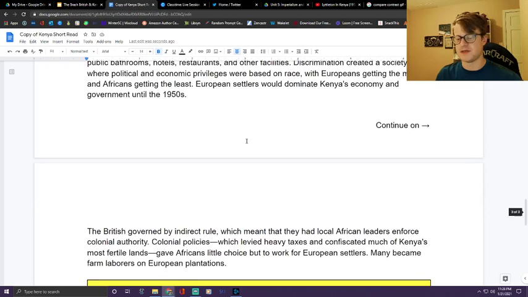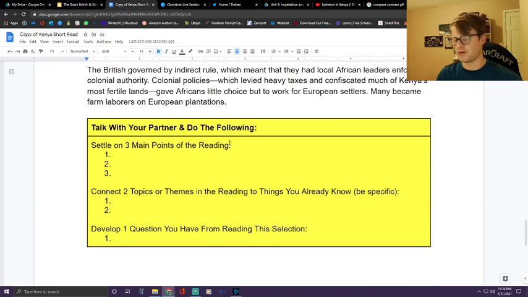So if you see here, and we keep going down here, settle on three main points of the reading. Your answers could have varied all over the place here. The things that I picked up here is number one, indirect rule. The British are going to be ruling similarly to how they did in Ghana. We'll talk about more of that later.